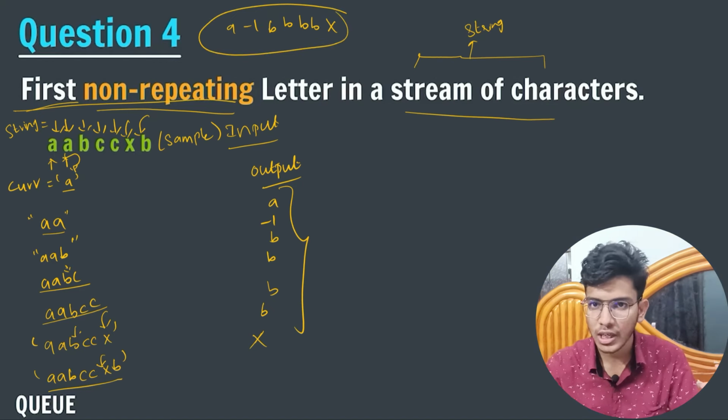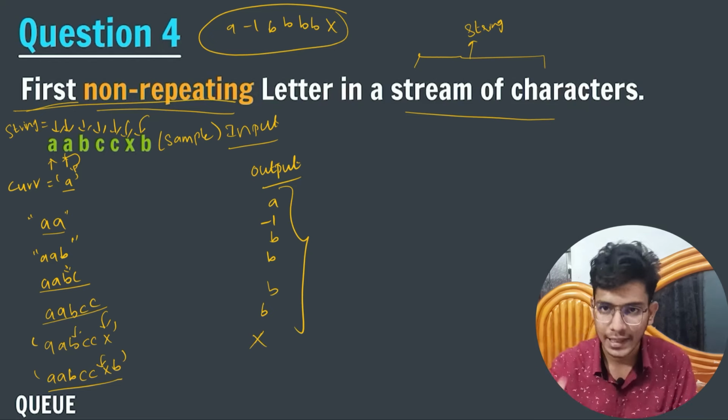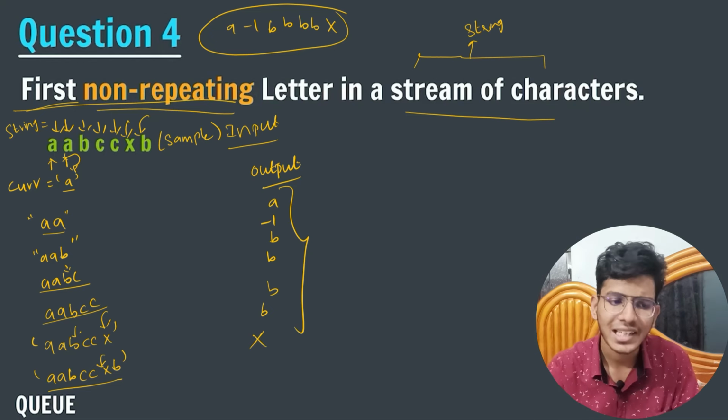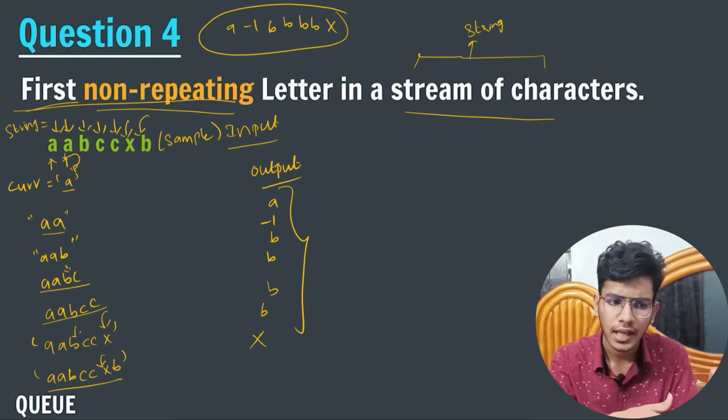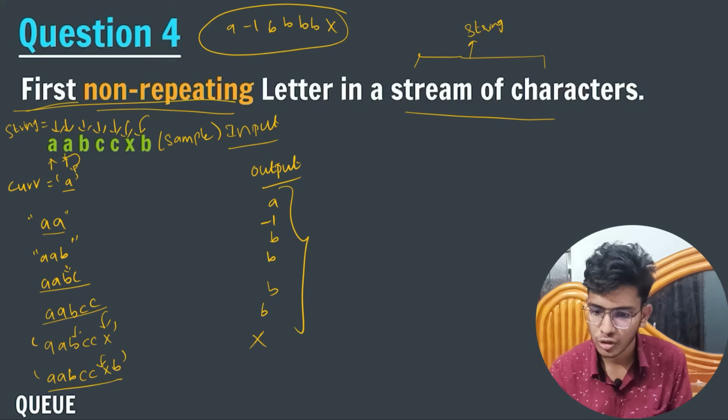I hope you got the question. So for a given string, as I iterate through each and every index of the string, I need to print the unique character in that particular current string. In that I have used a character called the current string. I hope you understand the basic premise of the question. Now let us talk about how we can do this question.